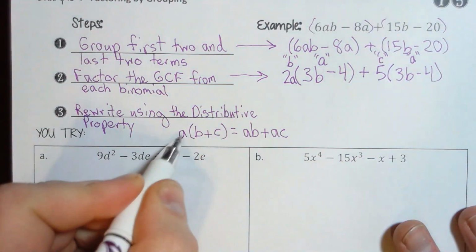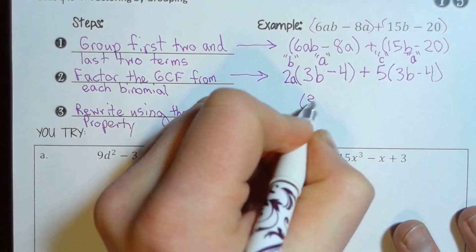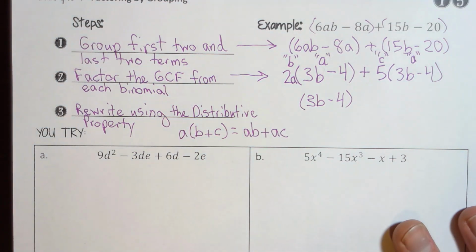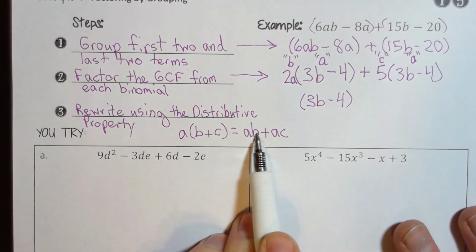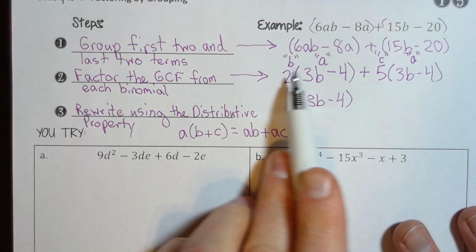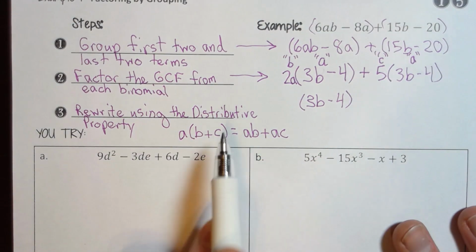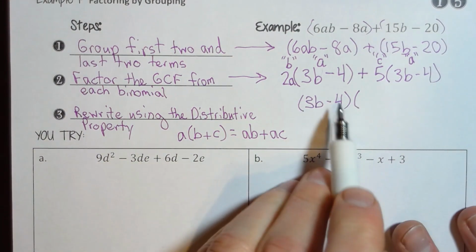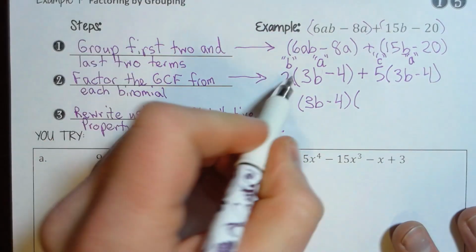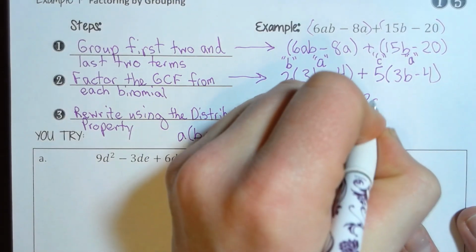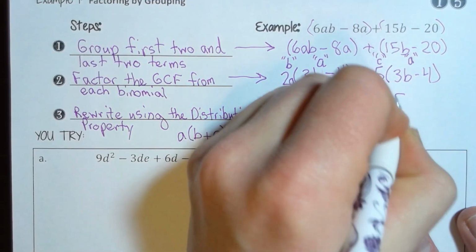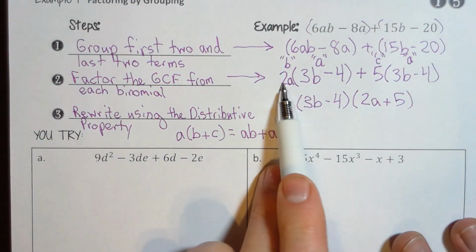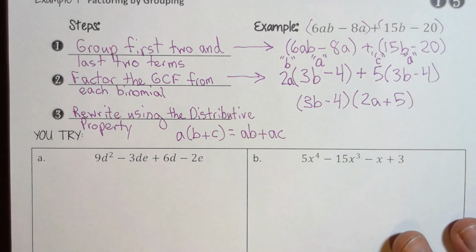I'll pull the A's out front since we have it down here like this. I've got this 3B minus 4. And then I say A, or I say B plus C, right? B plus C goes in my parentheses here. So here's my A stuff, and here's my B plus C. So B is 2A plus 5. You could also think about it as: here's what I have in common, and here's what's left over, okay?